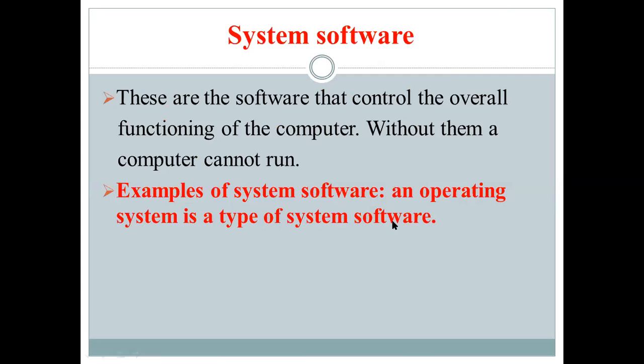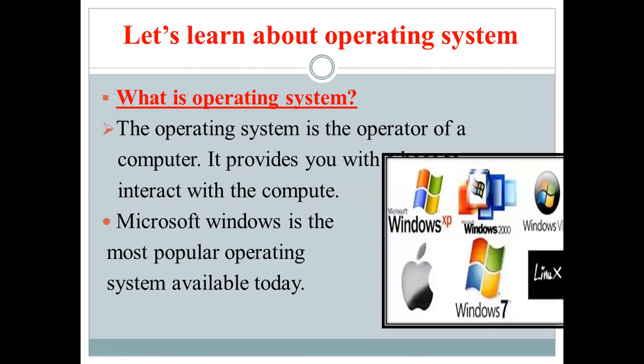Now let's see what is the operating system. Operating system is the operator of a computer. It provides you with a base to interact with the computer. Operating system provides us a graphical user interface called GUI, and it also manages all the functioning of the computer and all parts of the computer. Without operating system we can't do anything in our computer.